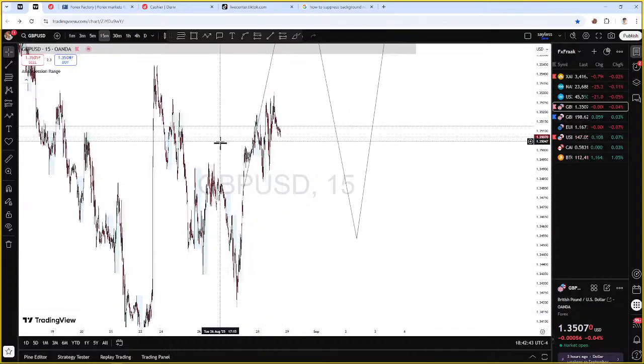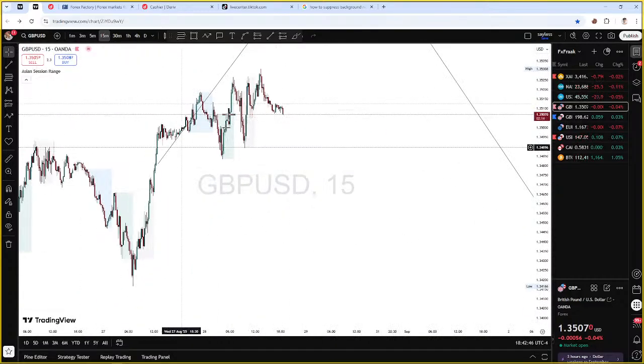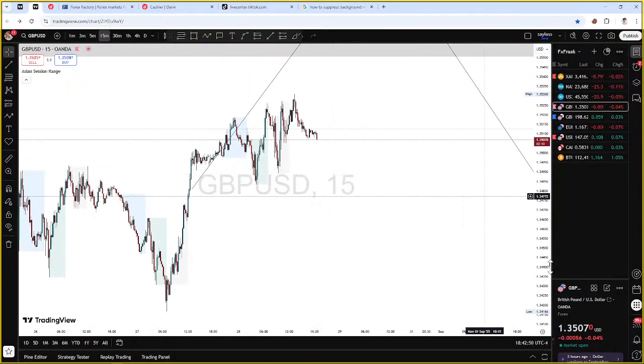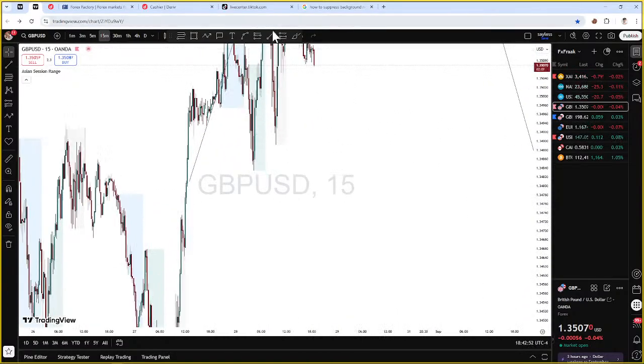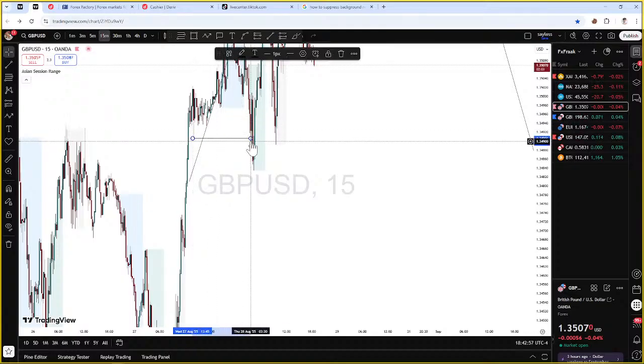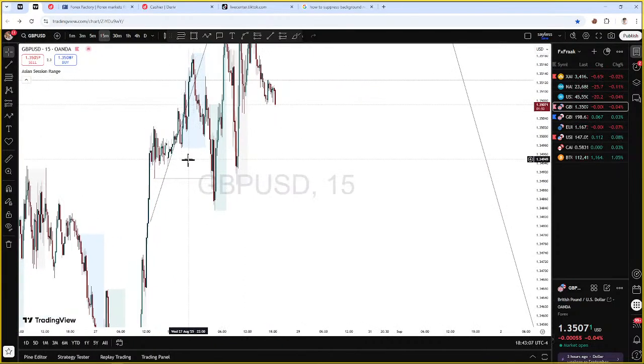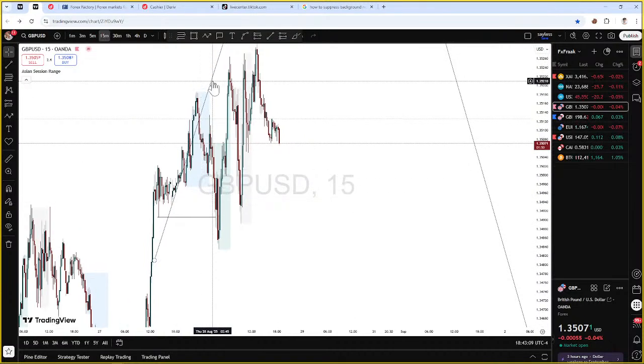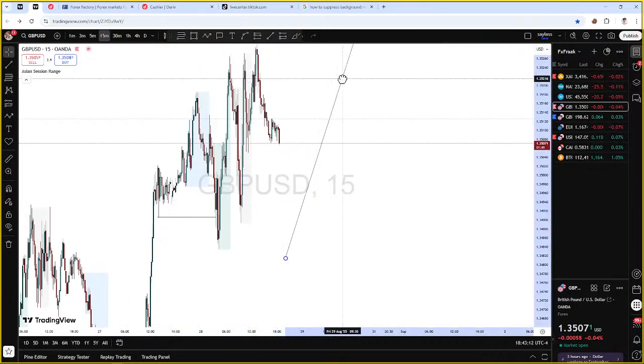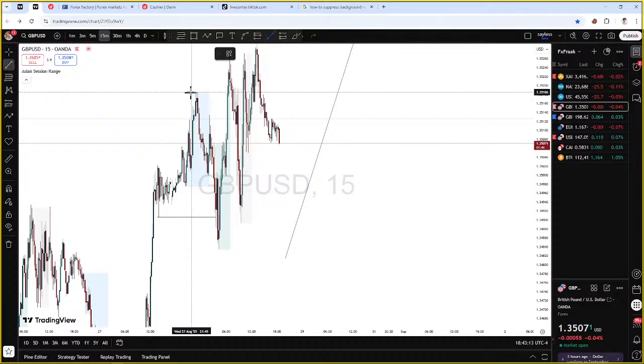Now, this one got to this level and it started consolidating. It got to this zone and it started consolidating. So one thing you can tell is that this one took this liquidity but was able to break the structure to the upside.